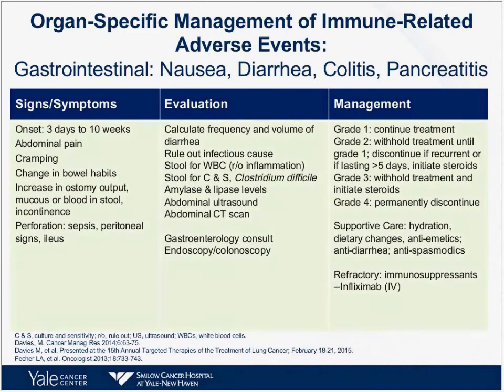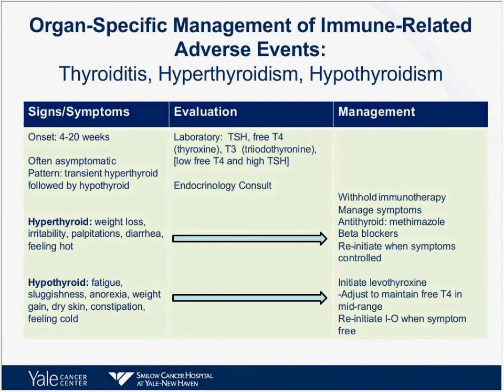Supportive care measures include hydration, dietary changes, antiemetics, antidiarrheals, and antispasmodics as necessary. If the patients are refractory to the steroid therapy, you may need to initiate a second immune suppressant agent, and the recommendation is for infliximab as long as it's not contraindicated in patients.